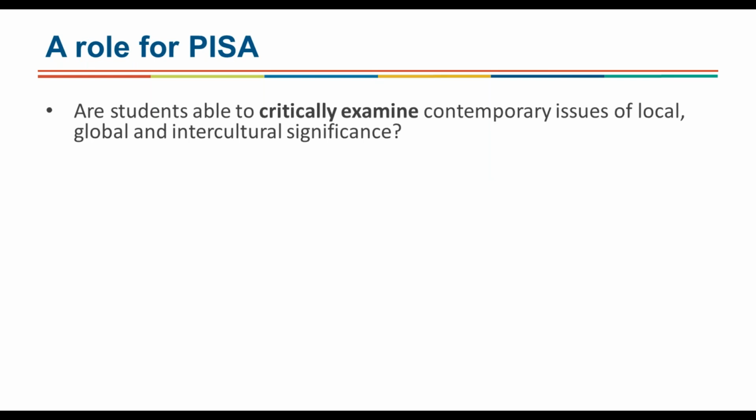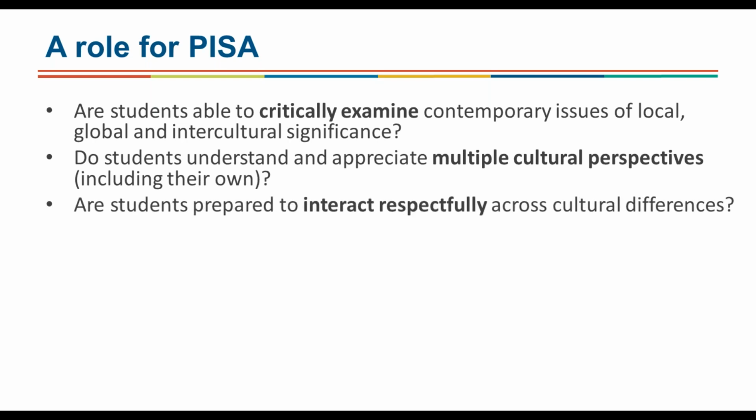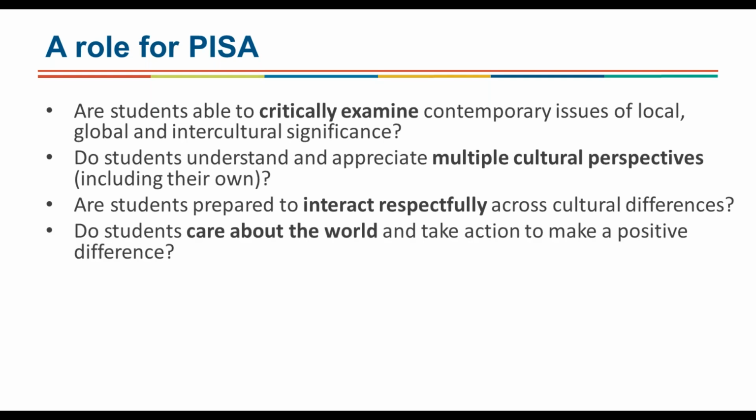So given the importance of global competence and the role that schools can play, the PISA assessment is really born from the need to gather data so that we can be able to answer some of the following questions, such as, are students actually able to critically examine contemporary issues of global and intercultural significance? Do they understand and appreciate cultural perspectives and also have an understanding of their own? Are they prepared to interact respectfully across cultures? And do they actually care about the world that they're going to inherit? And are they engaged to make a positive change?